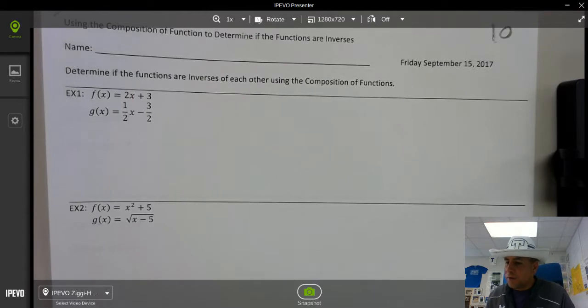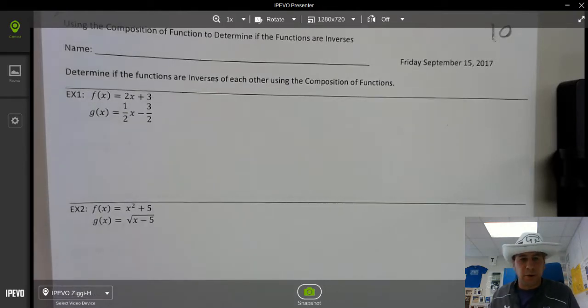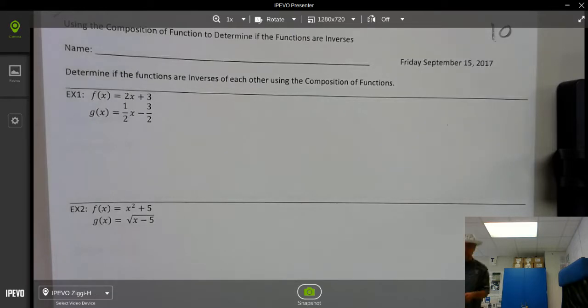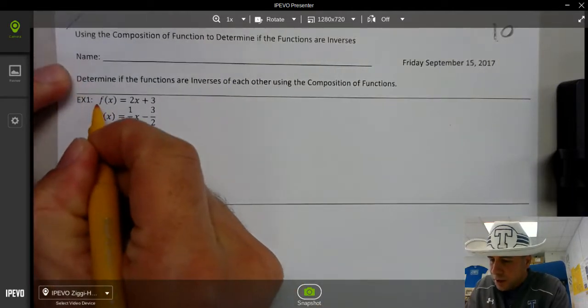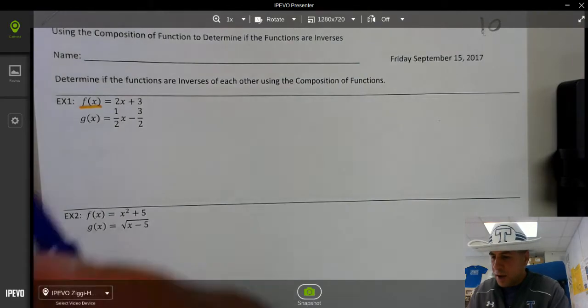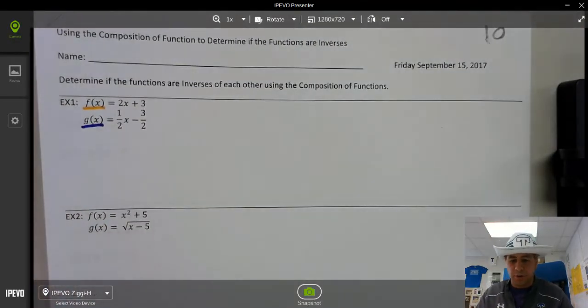It says determine if the functions are inverses of each other using composition of functions. It might help if I use some colors. So let me go get two colors, and you might do the same. Go run and get two colors, and let's meet back in 18 seconds. All right, look at that, 18 seconds later. To help distinguish this, let's do f in yellow and g in blue. Those are the colors I'm using. You use different colors.